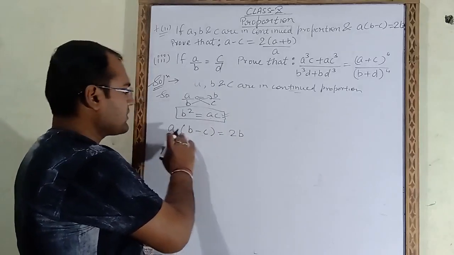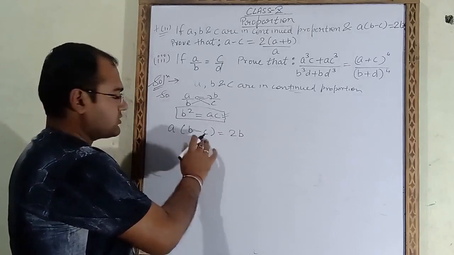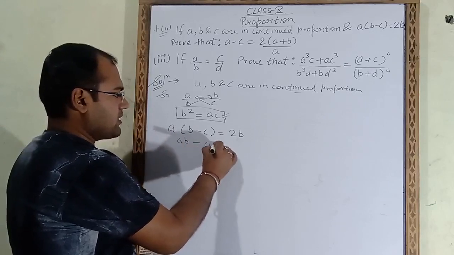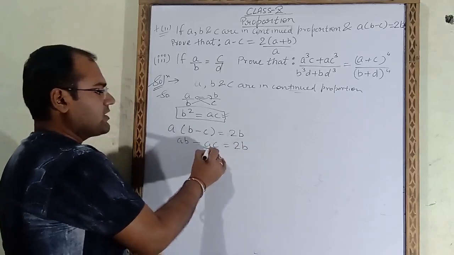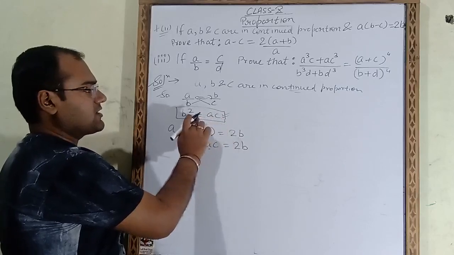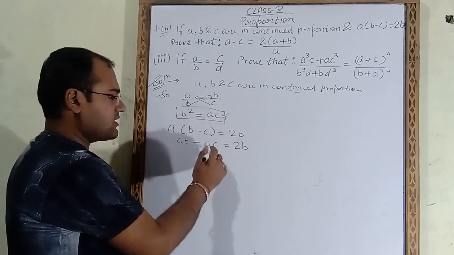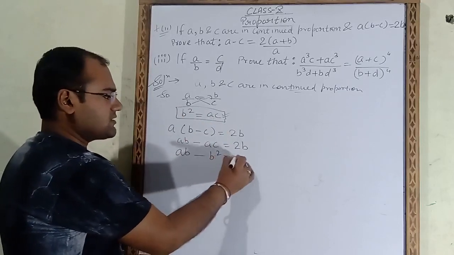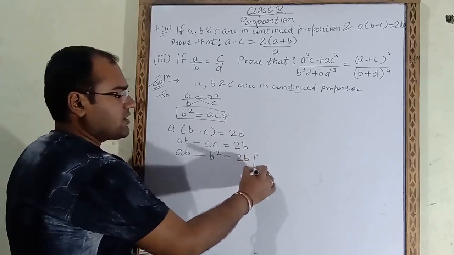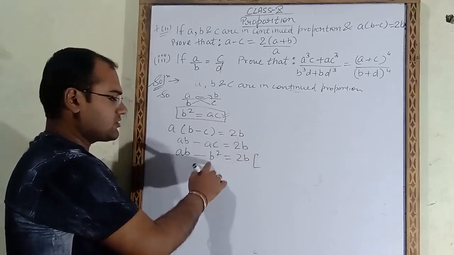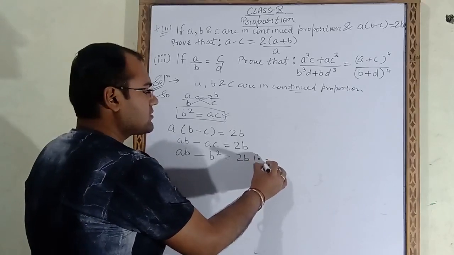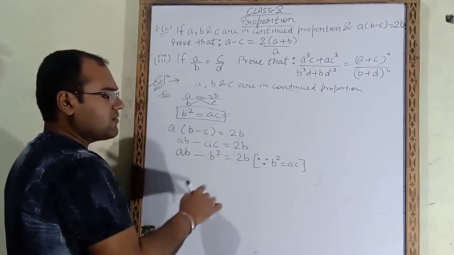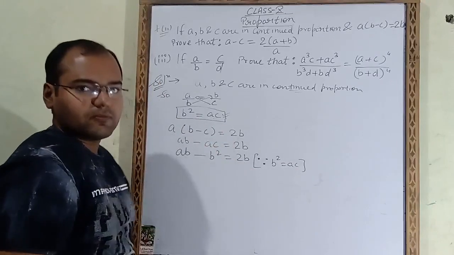So now what you have to do? We will multiply this A with both the terms. A into B will be AB minus A into C will be AC is equal to 2B. This AC answer we had already found here. AC answer is equal to B square. So we will replace this AC, and instead of AC we will write B square. This AB will be as it is, 2B will be as it is. So here in the bracket you have to mention why we are writing here b square, since b square is equal to AC we had proved above, therefore instead of AC we have taken here b square.